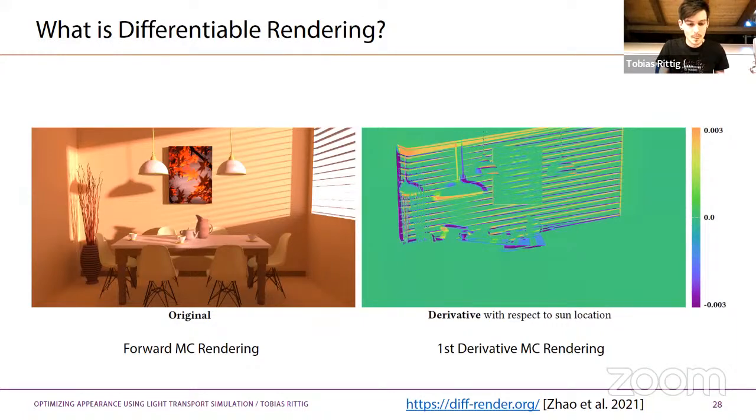And what differentiable rendering computes is essentially a first derivative of the image with respect to a scene parameter. In this case, the scene parameter is the location of the sun. So if I move the sun up and down, how do my pixels change in the image? And I don't want to go into any more details here. I want to refer you to the excellent tutorial by Zhao et al. that was published in last year's CVPR. And this is available freely under diff-render.org.